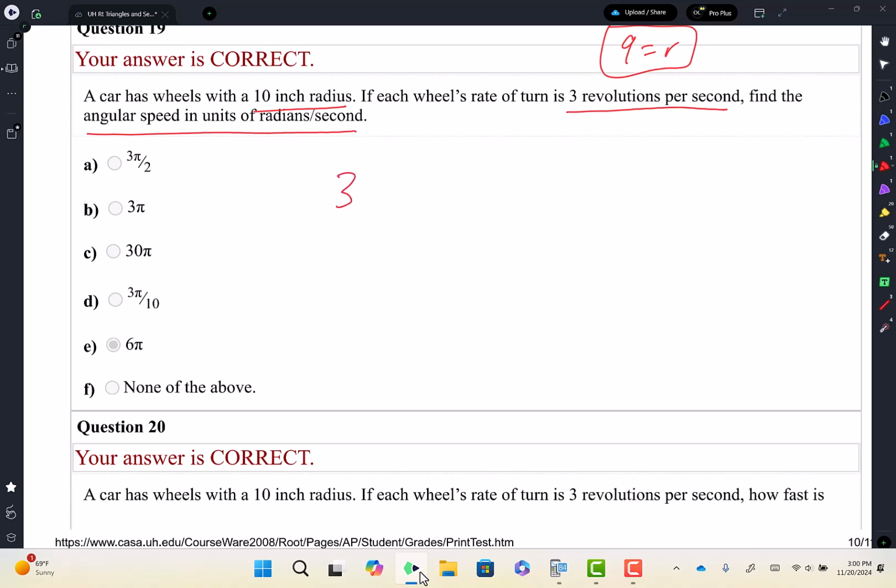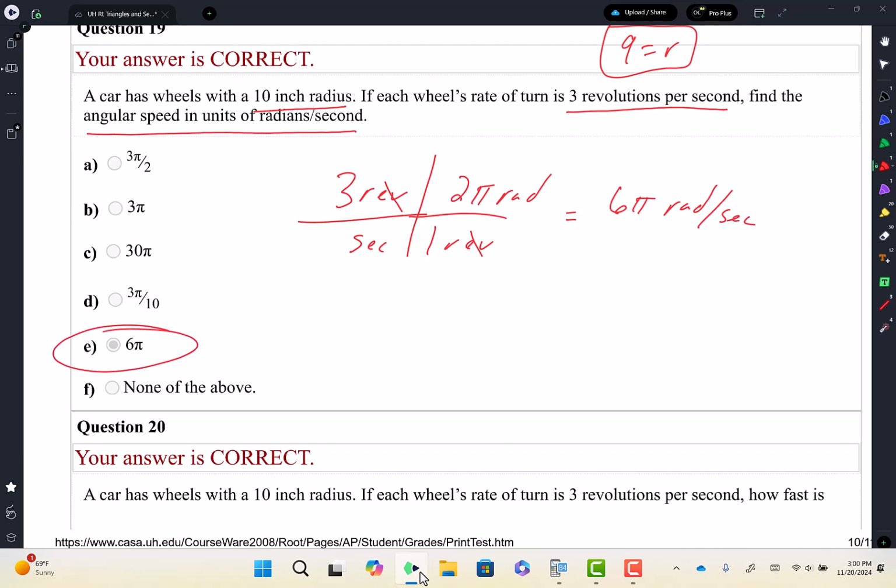You take the 3 revolutions, so 3 revolutions per second, and I'm going to go in 1 revolution. How many radians do you cover? 2 pi. 2 pi rad, and look, the revolutions cancel out, and you get radians per second. What's 3 times 2 pi? And there it is.